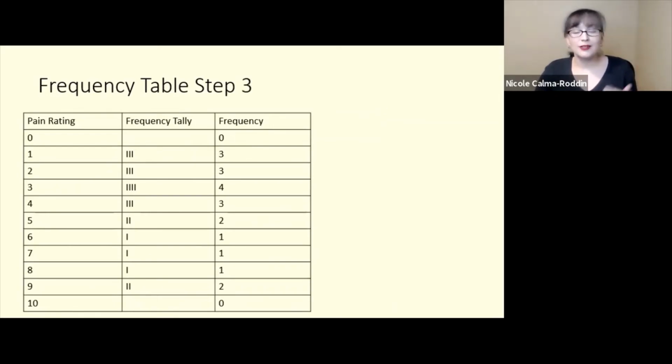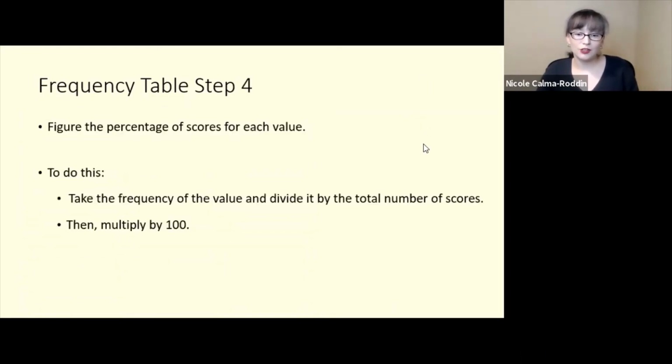This last step is a little bit more involved, but still very straightforward. What we're going to do is calculate the percentage of scores for each value. We'll use these step-by-step instructions to do this. To get the percentage, we're first going to take the frequency of a particular value and divide that by the total number of scores. Then we're going to take that answer and multiply it by 100.